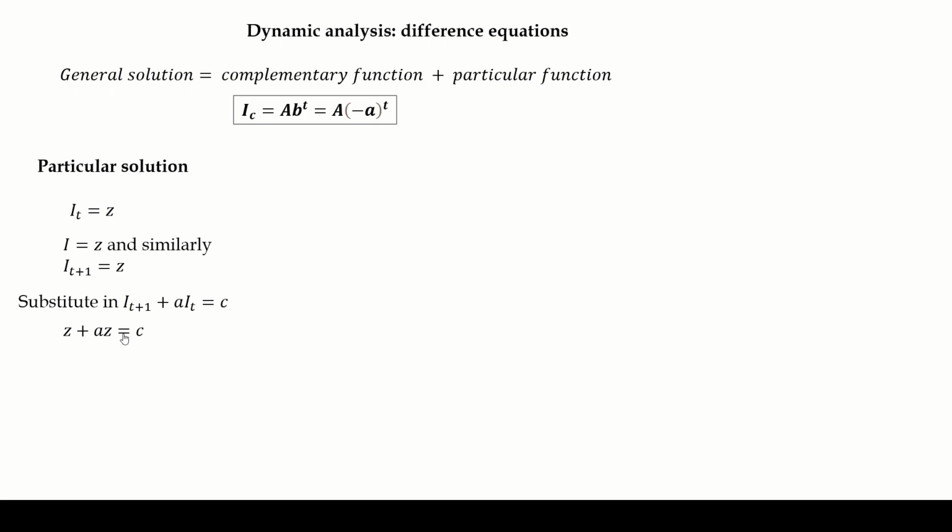From here, we need to find the value for z. Once we find it, that would be our particular solution. Notice that c would be given to us. It's a constant from the difference equation. a is the coefficient of the I_t term. So everything is known over here, and we find the particular solution for this difference equation. If we want to use this particular solution to finish, our overall solution would look like this.